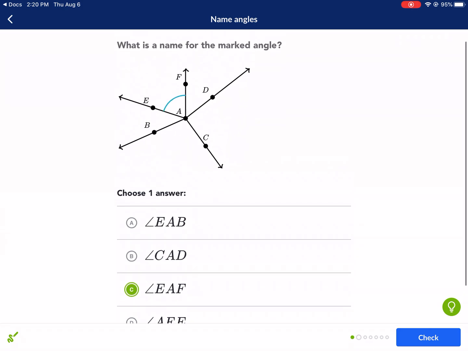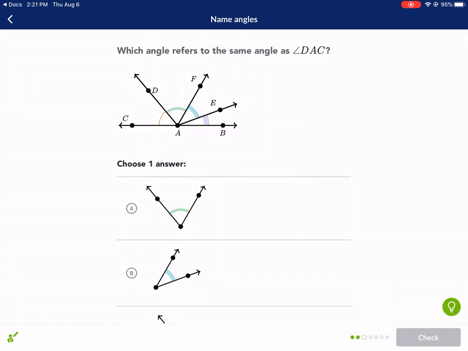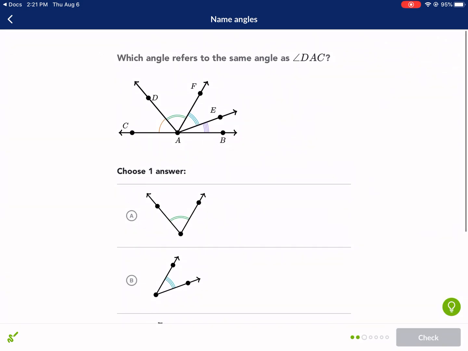A has to be in the middle. Let's check it. All right, here we go. That's a big concept. So if you want to rewind that and watch that again: the vertex of the angle needs to be the middle letter of the three-letter nomenclature.